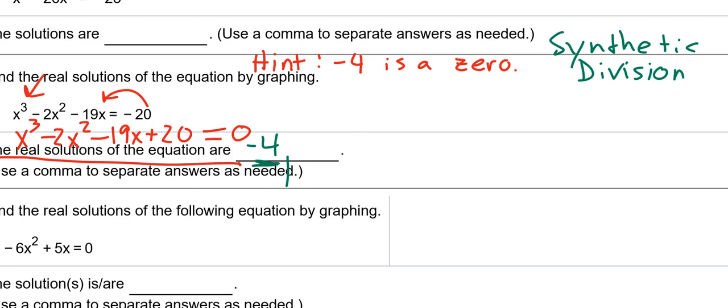Okay, so let me write this down. I'm starting with -4. Okay, I'm going to put a little box around it. And then I'm going to write down the coefficients of the polynomial I'm starting with. The coefficients, and I'm underlining them in blue right now, are as follows: 1, -2, -19, and 20. Now, I didn't write down any of the x's with it. I don't need to.